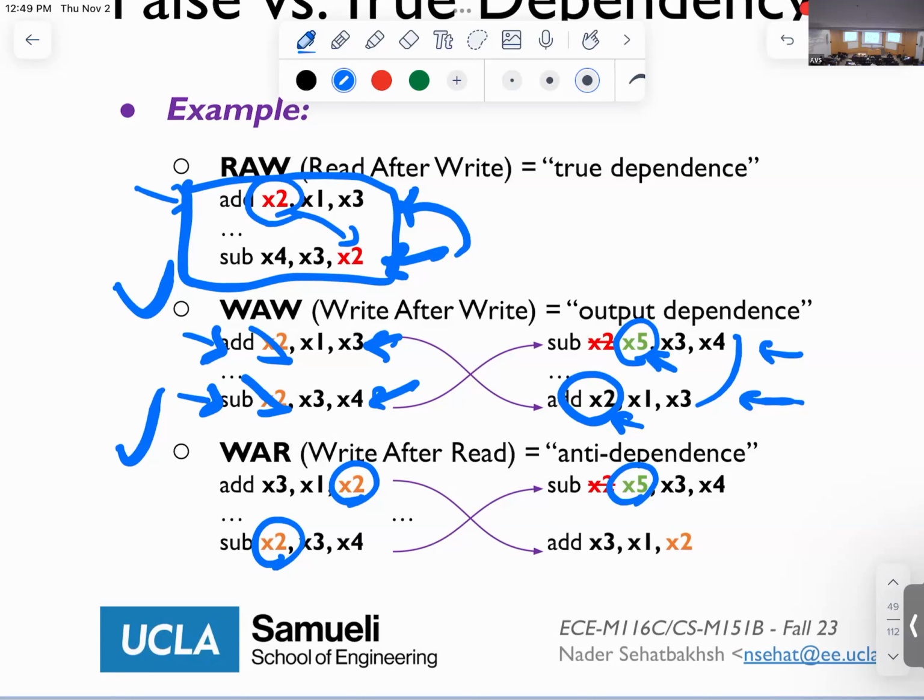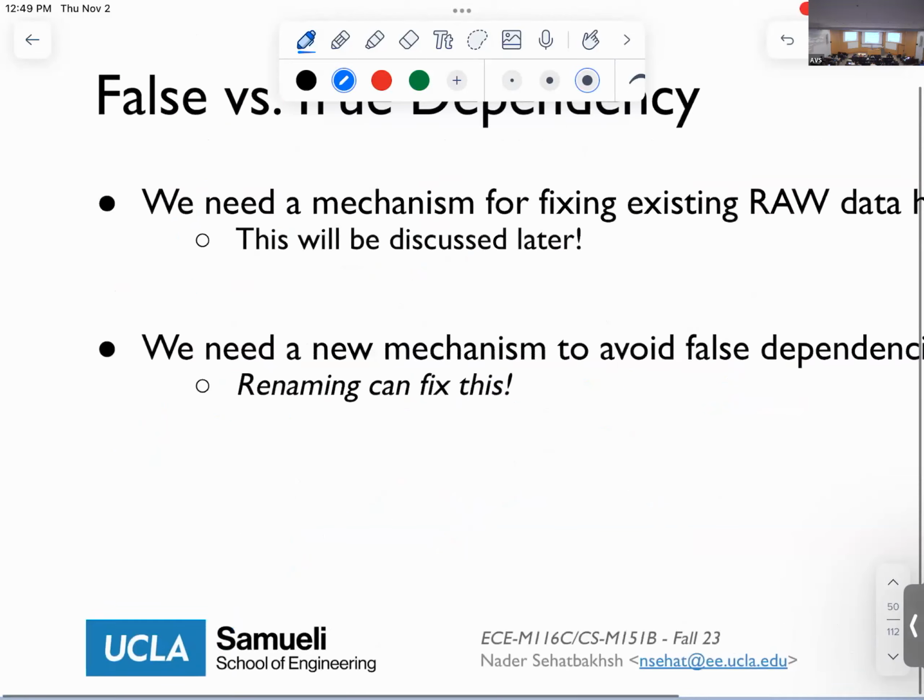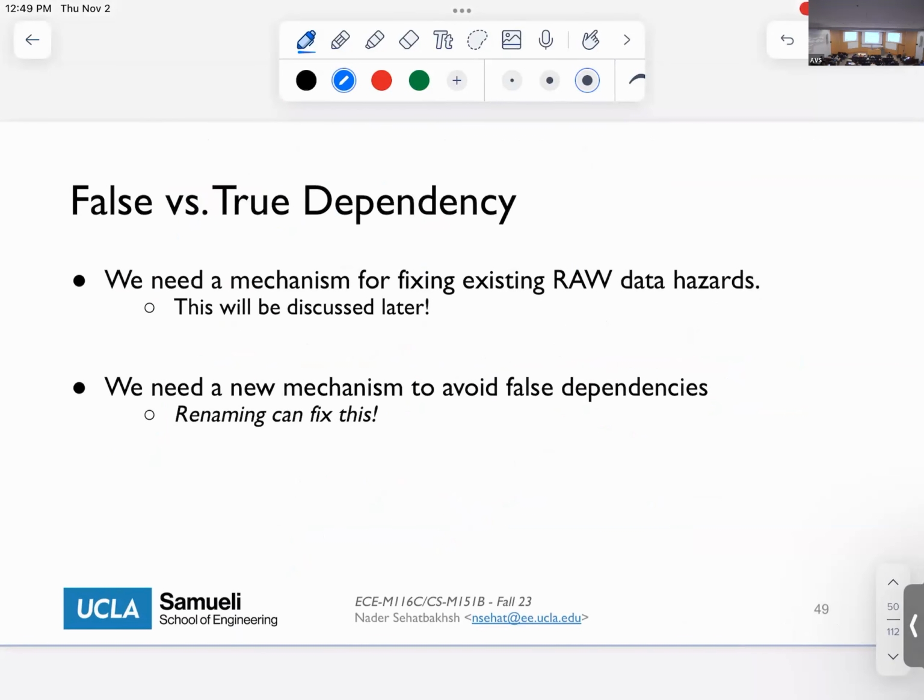But these fake dependencies, or false dependencies, can be fixed if I just use a more intelligent way of mapping destination registers separately, okay? This is what we call renaming. If we rename the destination registers correctly, then I won't have these false dependencies. Again, I'm still going to have the RAW data hazard dependency, and I need to fix that using some other methods. But the false dependencies can be easily fixed using this renaming logic, okay?